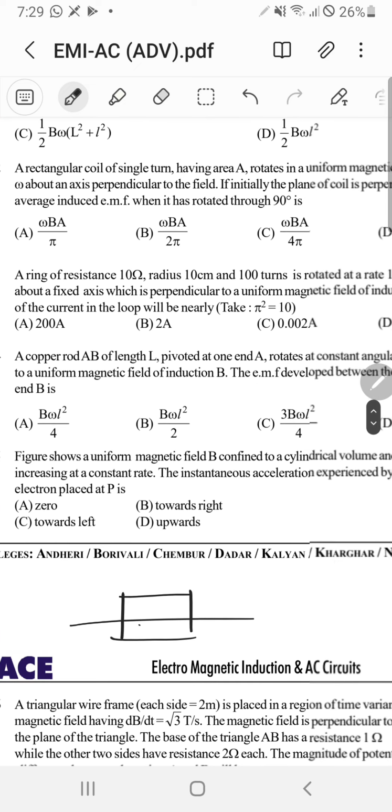Average induced EMF when it has rotated through 90 degrees. Wait, average induced EMF. Okay, how do we calculate that? The EMF at every point averaged, I think that's what they mean. What's the EMF at every point?